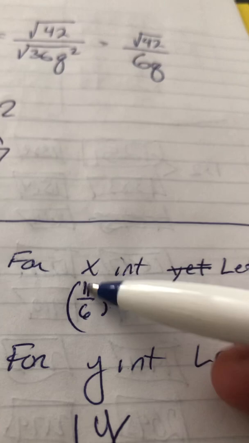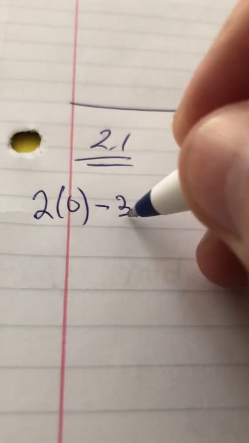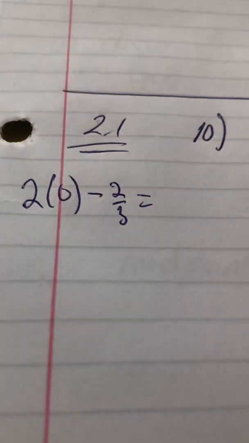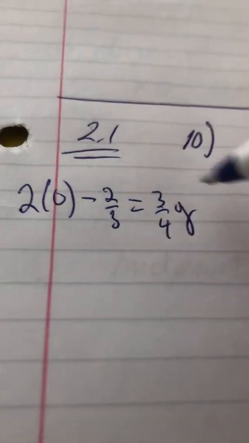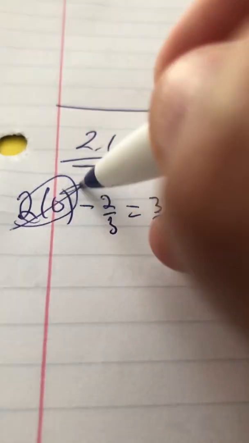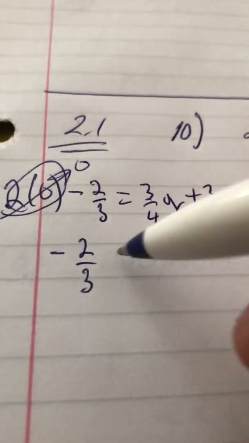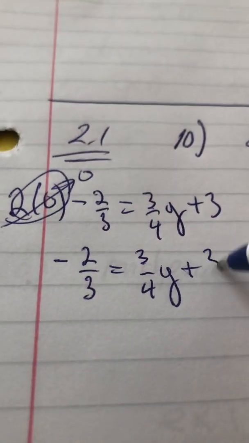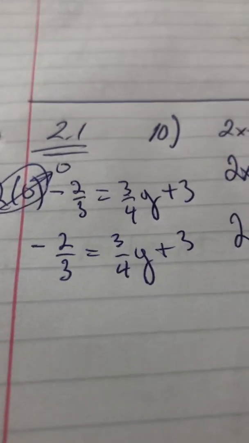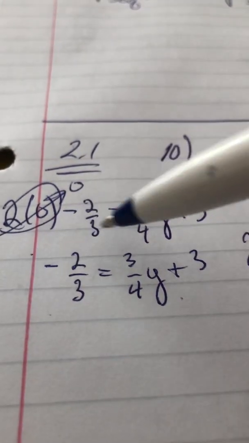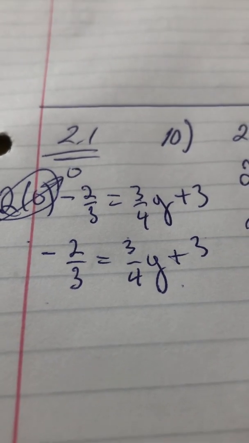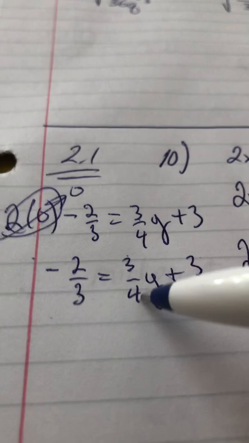to get the x-intercept is 11/6, 0. Now, this time I'm going to let my x be 0 to find my y-intercept. So I've got 2 times 0 minus 2/3 is equal to 3 over 4y plus 3. Again, that first piece is 0. So I have negative 2/3 is equal to 3 over 4y plus 3. Now, I could subtract 3 on both sides, or I could multiply through by 12, because both 3 and 4 go into 12.